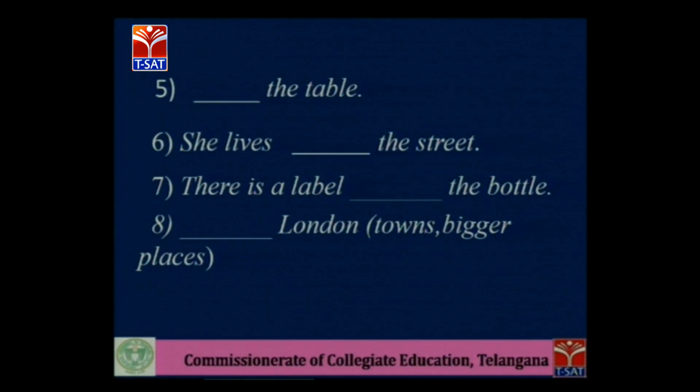And in the next one, dash the table. Can you guess the answer? And the correct answer is on the table, because table has a surface. And she lives dash the street, and yes, the correct answer is she lives across the street.